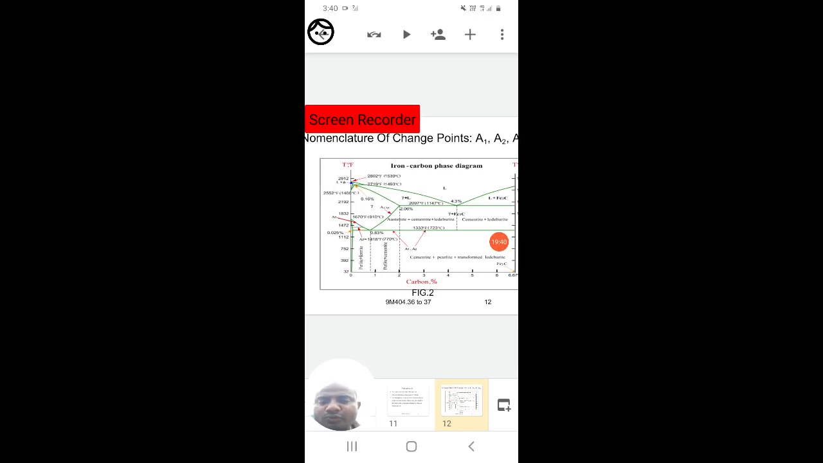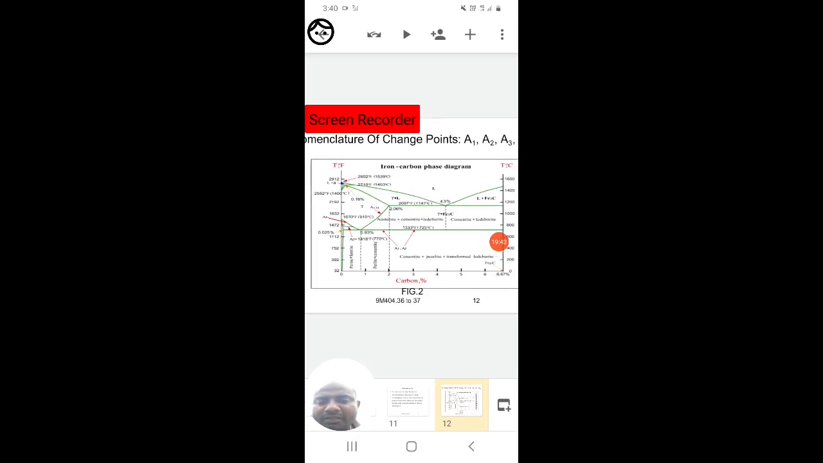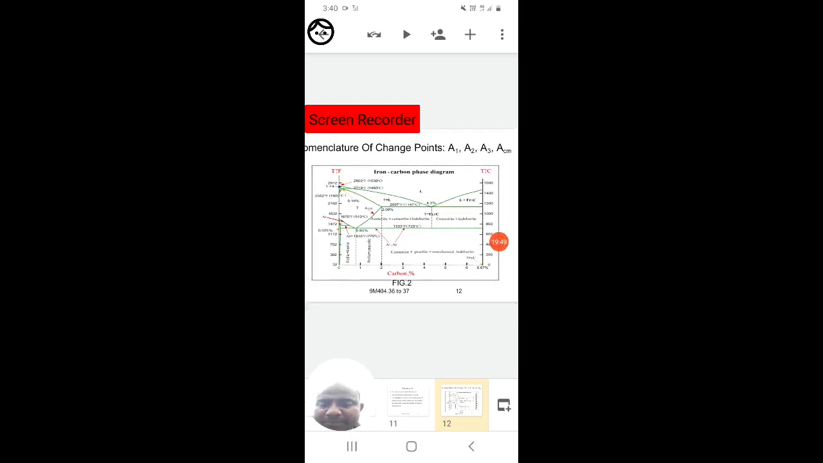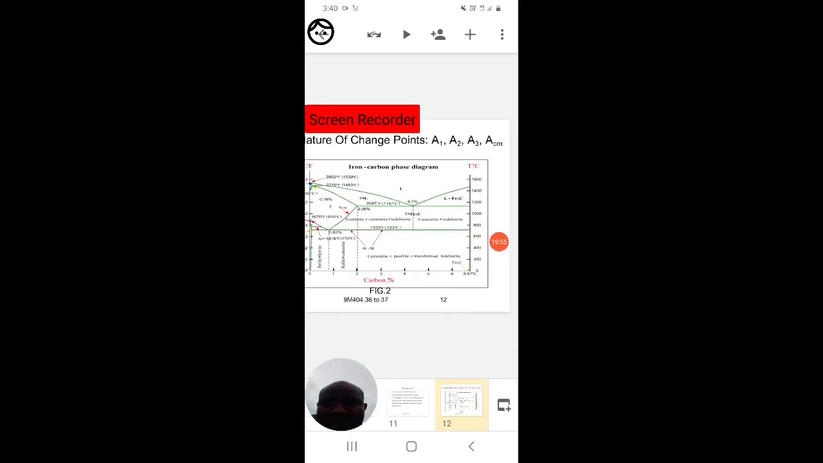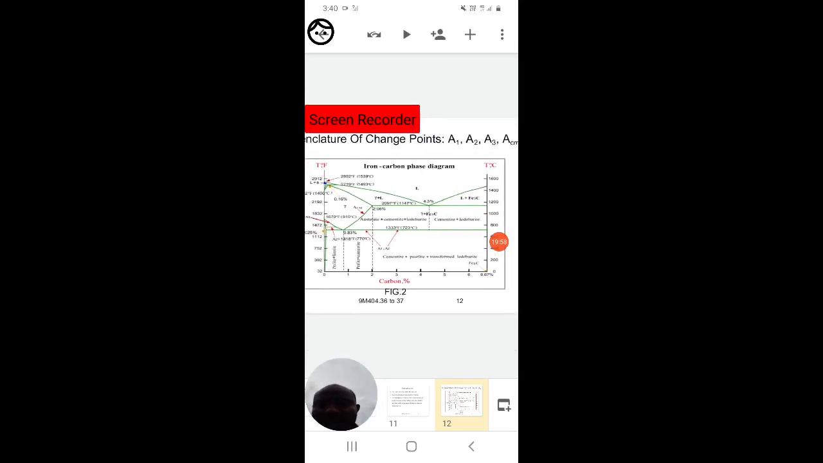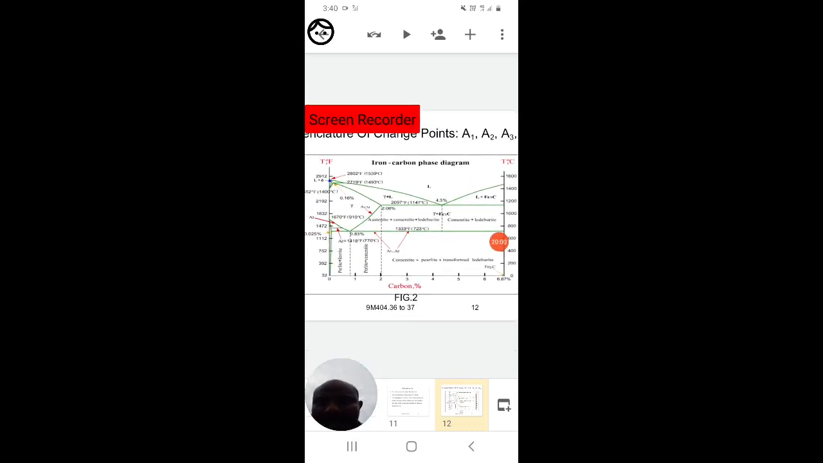In today's topic, we will not discuss the whole iron carbon phase diagram. Today we only discuss the critical temperature lines, that is A1, A2, A3, ACM and A4.